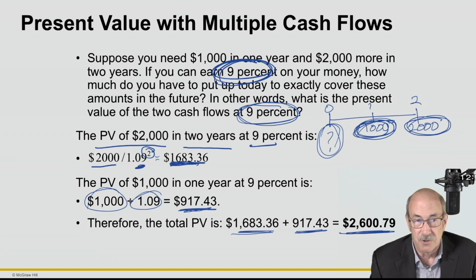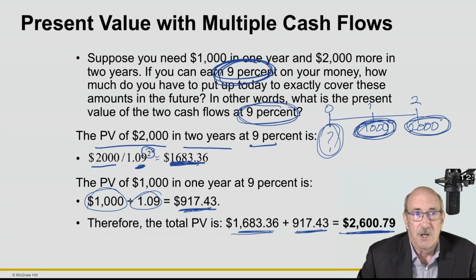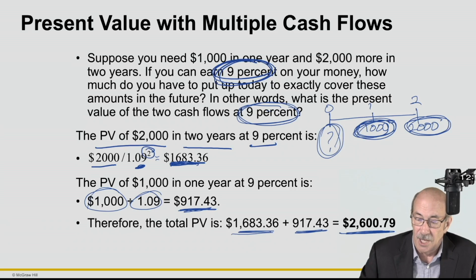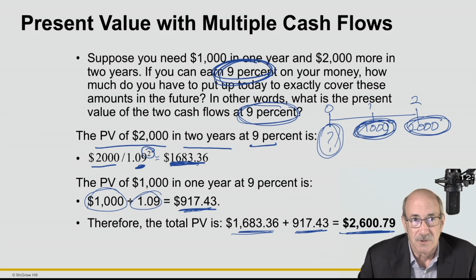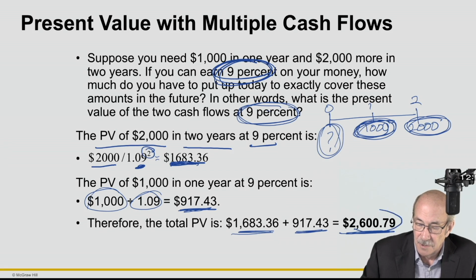So if we put $2,600.79 into our account today, in 1 year we'd be able to withdraw $1,000, and then in 2 years we'd be able to withdraw the final $2,000. Notice that we're only depositing $2,600, so that extra $400 is the interest that we're earning on this initial deposit here.